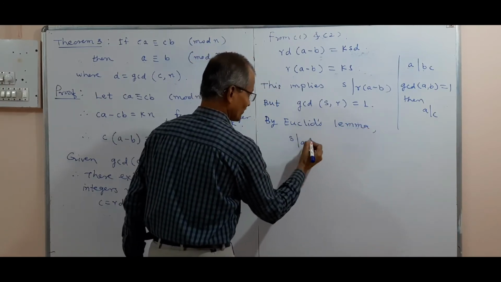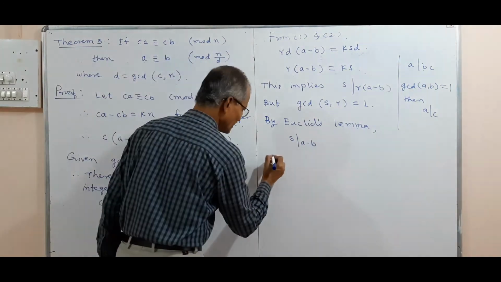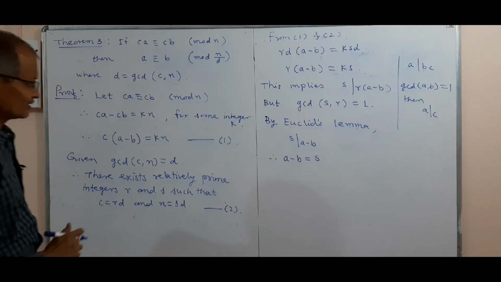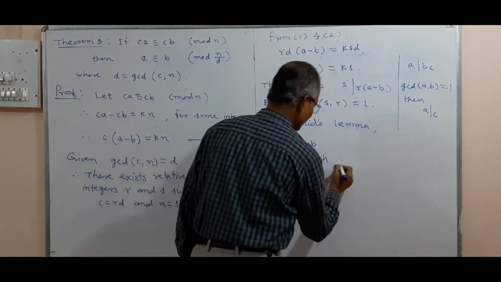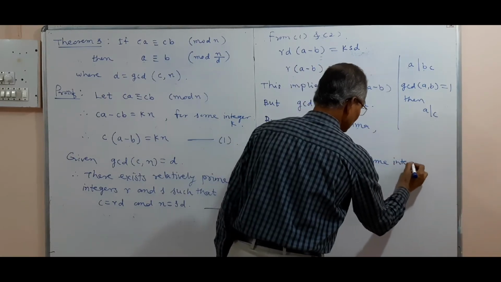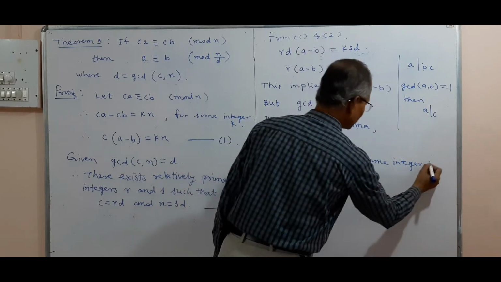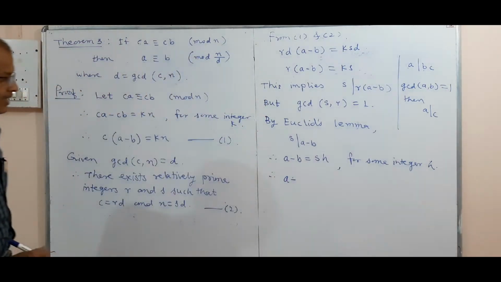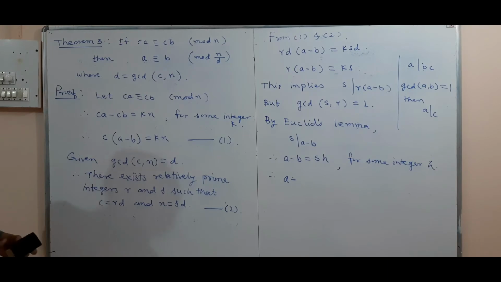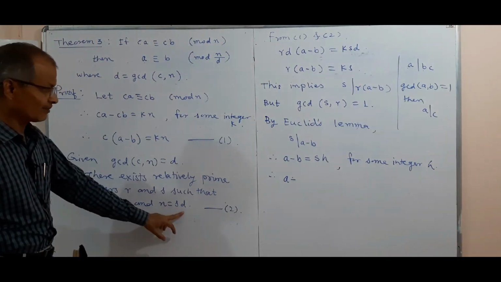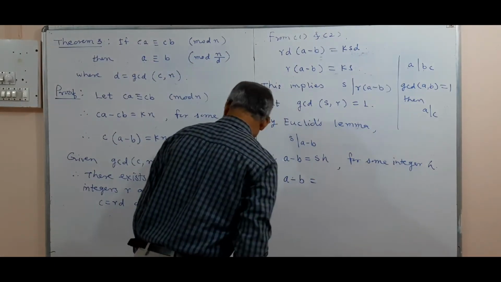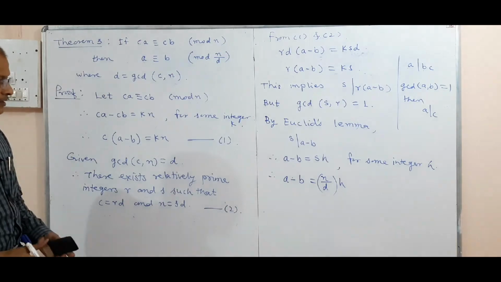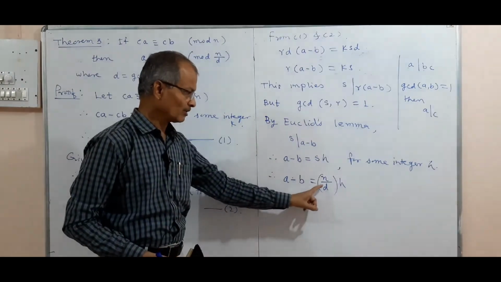S divides A minus B, and that means A minus B is a multiple of S. So A minus B is equal to S into some integer, say H. Thus A minus B equals S into H, where S is N divided by D. So A minus B is equal to N divided by D into H, and thus these two integers are congruent under modulo N divided by D.